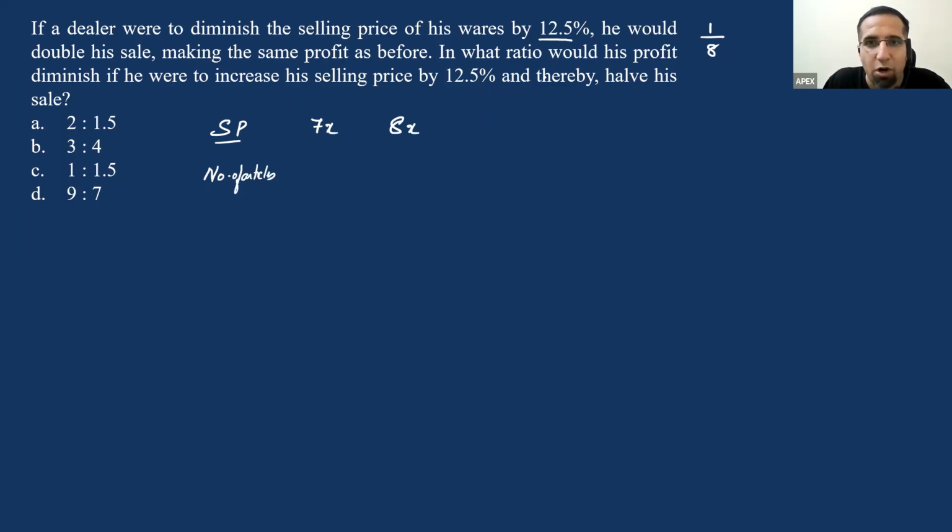Now, if you read the question, in what ratio would his profit diminish if he were to increase his selling price by 12.5% and thereby halve his sale? So this becomes my master data. When I'm selling at 7x, I double the number of articles sold, and when I'm increasing it to 9x, I'm halving the number of articles. So I assume that a total of 2n articles were sold initially. When I'm selling at 7x, I'm doubling the number of articles, that becomes 4n. And when I'm selling at 9x, the number of articles is n.